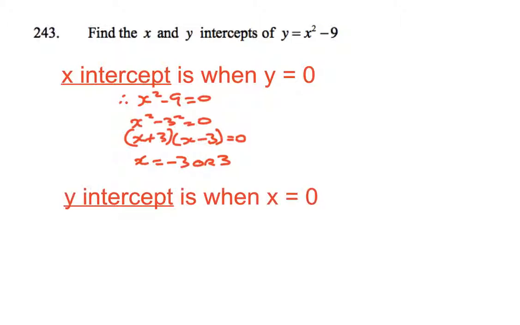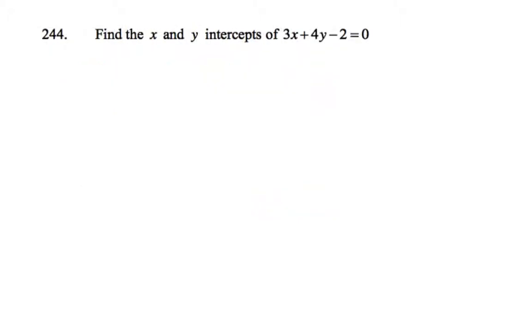To find y-intercepts, we sub in x equals 0. There's a slightly easier proposition here. Instead of an x, we've got a 0, and y equals minus 9. And so that's where we get our x and y intercepts there.